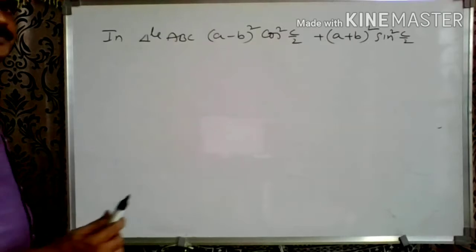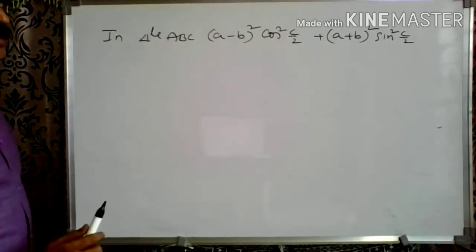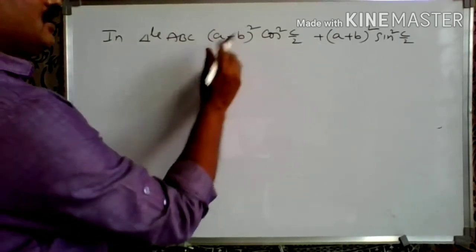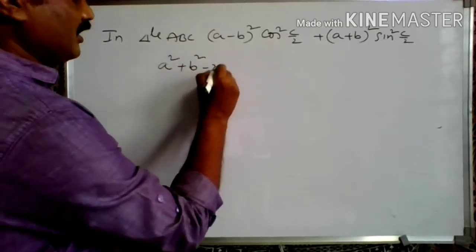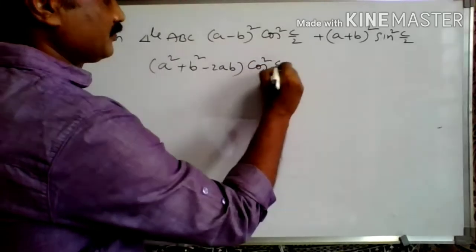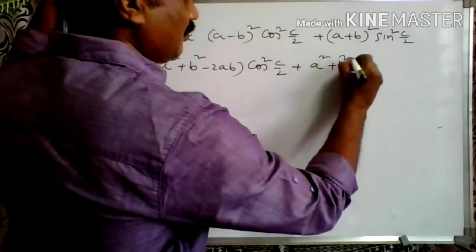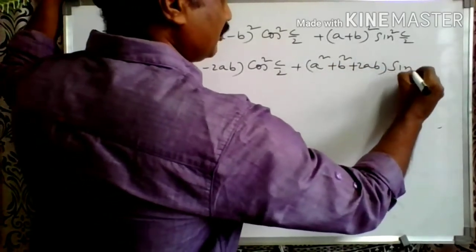Okay, students, next problem. In a triangle ABC, (a minus b) whole square into cos square C by 2 plus (a plus b) whole square into sin square C by 2. (a minus b) whole square is equal to a square plus b square minus 2ab, into cos square C by 2, plus (a plus b) whole square is equal to a square plus b square plus 2ab, into sin square C by 2.